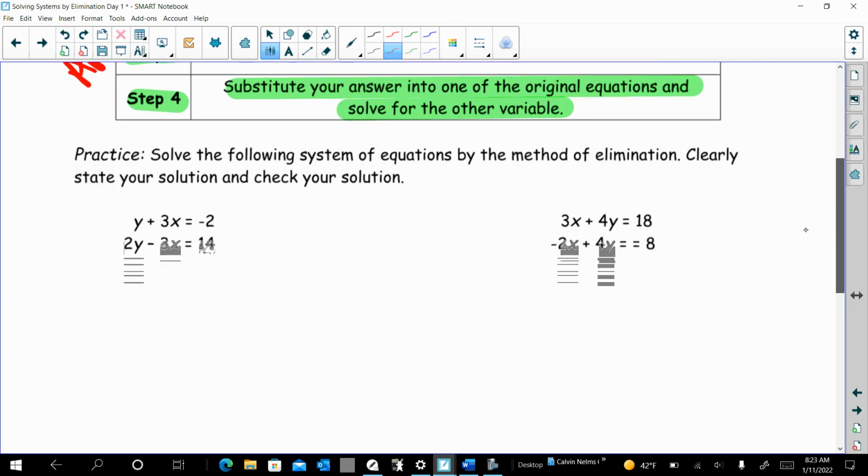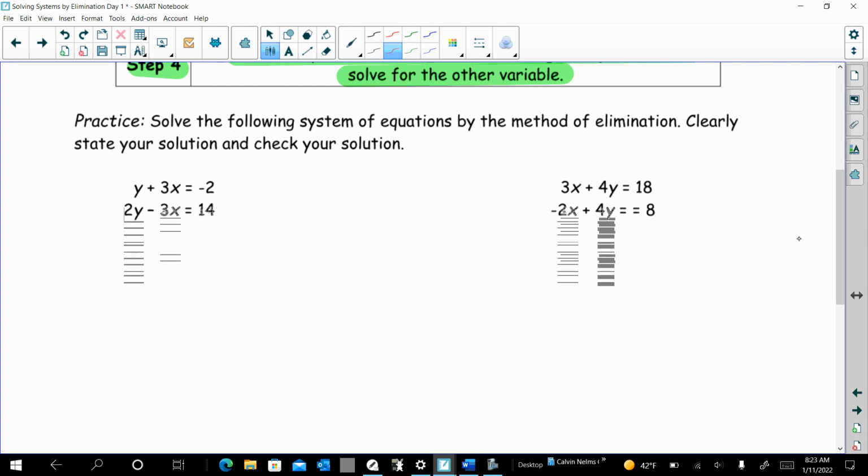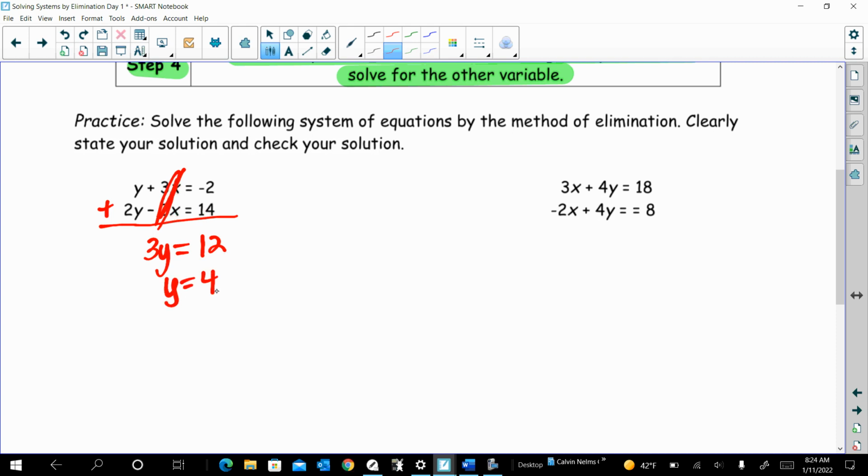Okay, so we're going to solve the system by method of elimination. We got y plus 3x equals negative 2, and 2y minus 3x equals 14. So do we see a pair of opposites? Yeah, positive 3x and negative 3x. So we add here, we can cancel these x terms. So add the remaining. This would be 3y equals 12. So that means our y equals 4.